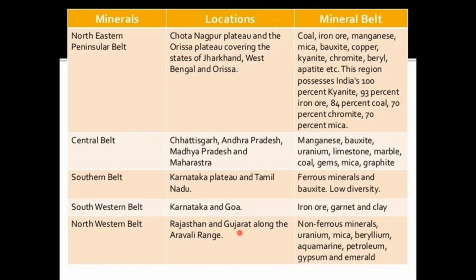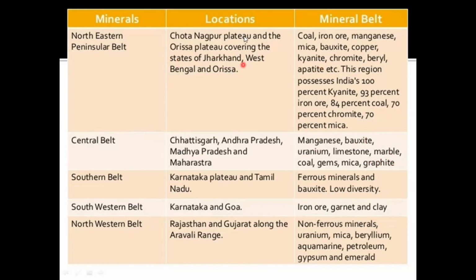You must have known. Now, what about the central belt? This central belt is basically an isolated part, and it involves Chhattisgarh, Andhra Pradesh, Madhya Pradesh, and Maharashtra. This is important because it has manganese, bauxite, uranium, limestone, marble, coal, gems, mica, and graphite types of minerals.